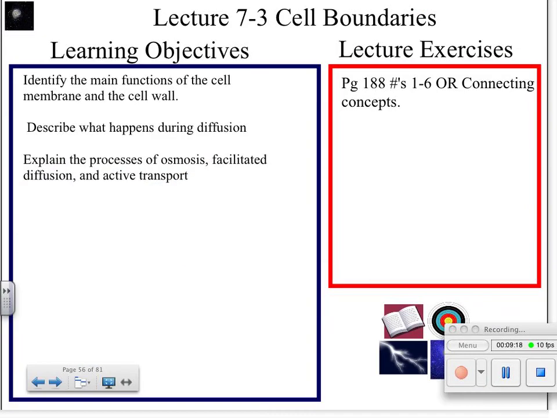Let's just quickly review what our learning objectives were. Identify the main functions of the cell membrane and the cell wall. Describe what happens during diffusion. And explain the processes of osmosis, facilitated diffusion, and active transport. If you can do those 3 things, you're going to rock the quiz. Make sure you know your vocabulary words.